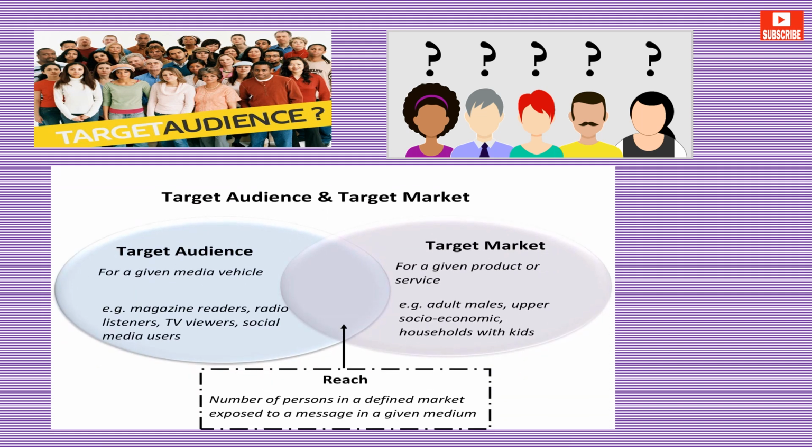Target audience is the people a company wants to sell their product or service to. So target audience is, for example, magazine readers, radio listeners, TV viewers, social media users, and the target market will be, for example, adult males, upper socio-economic households with kids. So that's the market, and in that market you'll find that set of audience.